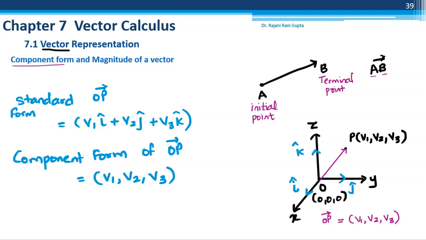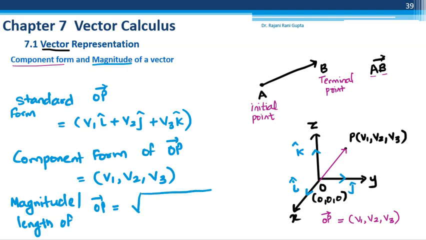Now, if we talk about the magnitude: magnitude is nothing but the length of the vector. Let's talk about the same vector OP. It will be the square root of the sum of squares of each component, like V1 squared, V2 squared, and V3 squared. So what you learned so far is the standard form of a vector from the origin, how we can write the component form, and how we can find the magnitude or length of this vector.